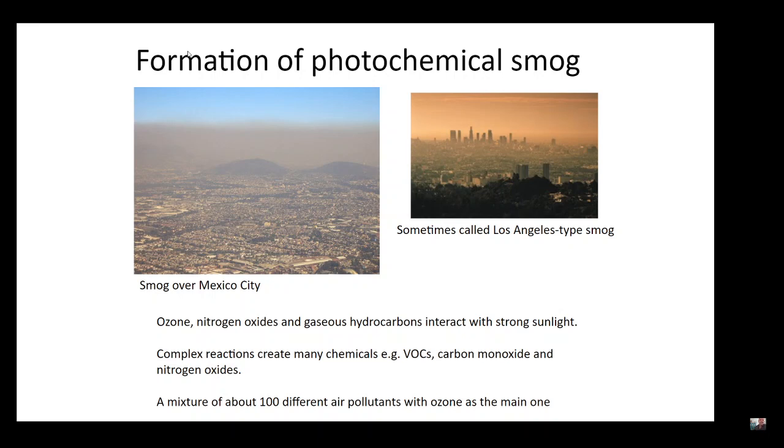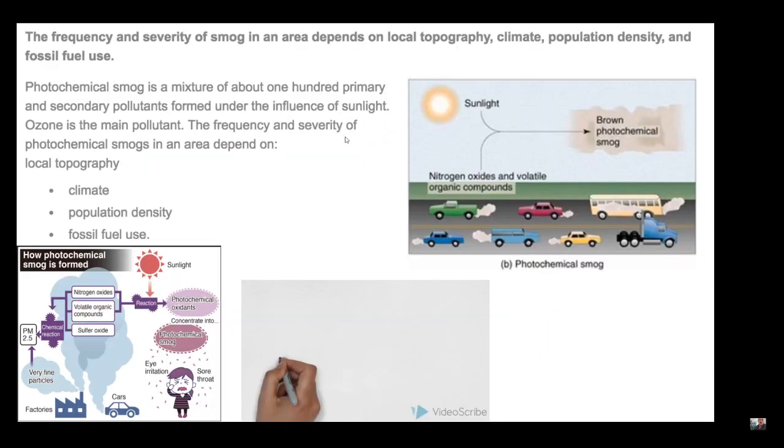Ozone, nitrogen oxides, and gaseous hydrocarbons interact with strong sunlight, and these complex reactions create many chemicals that then form this layer of soot and mixture in the atmosphere around us. A mixture of about 100 different air pollutants, with ozone being the main one, makes smog altogether. We'll talk about that in the next one as well, because we get into, not ozone, I'm sorry, acid rain, and that also plays into smog creation.